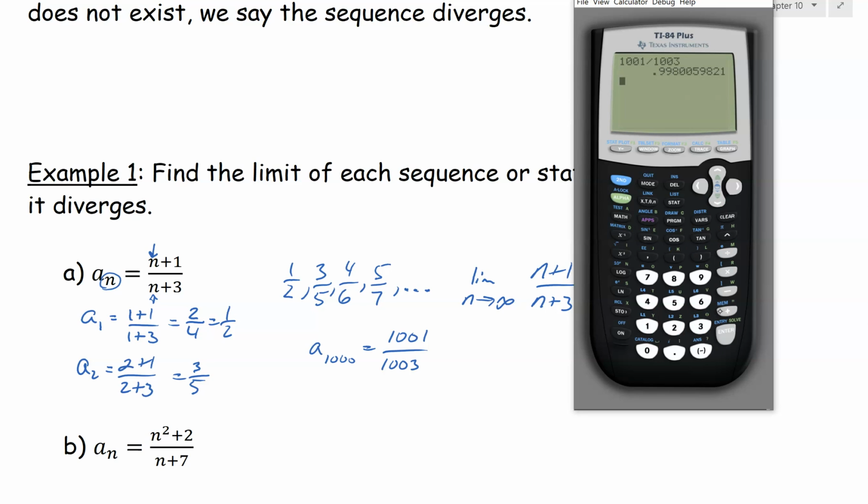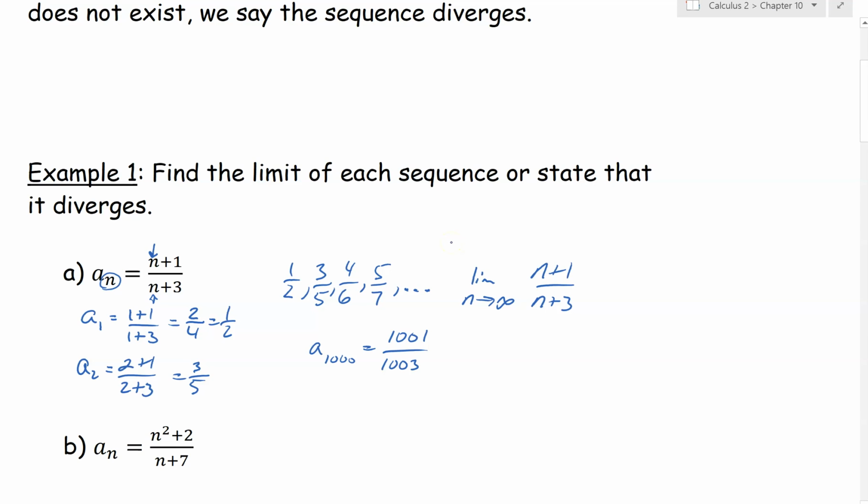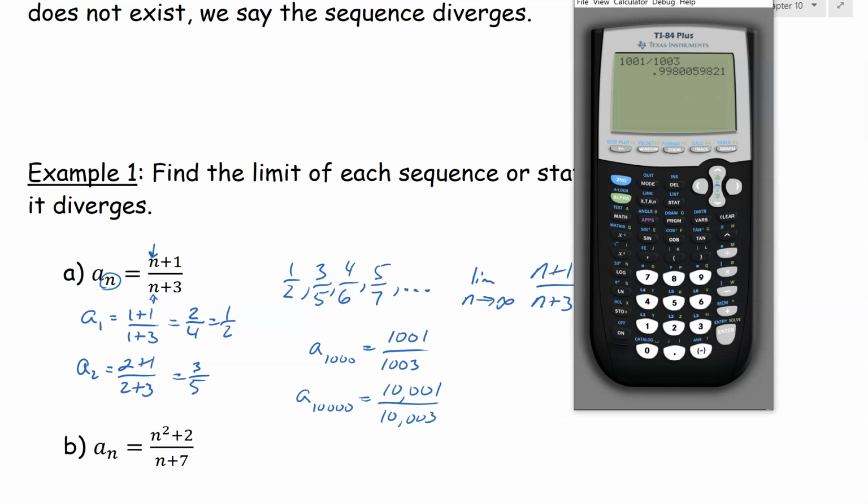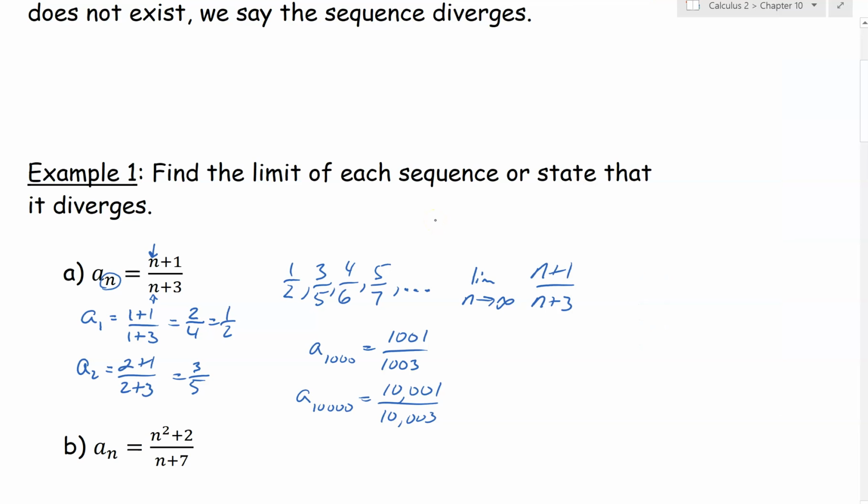That might be enough evidence for you to realize that the fractions in this sequence are getting very close to 1. If I plugged in 10,000 for n, I'd have 10,001 over 10,003, which is even closer to 1. That is 0.9998. So we see we are getting very close to 1. We don't have to rely on the calculator to evaluate this limit.